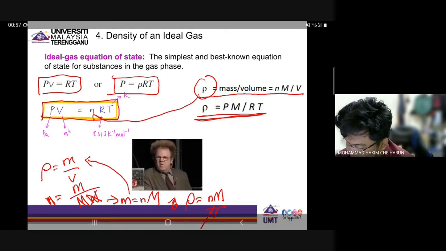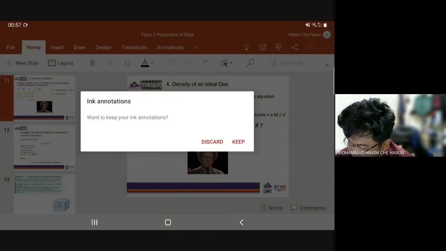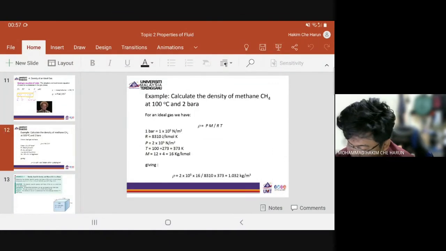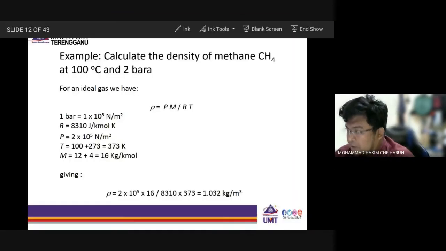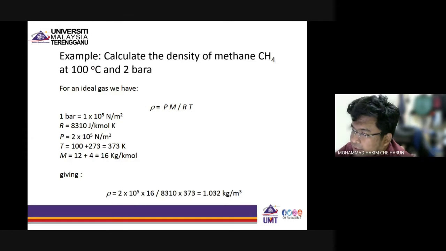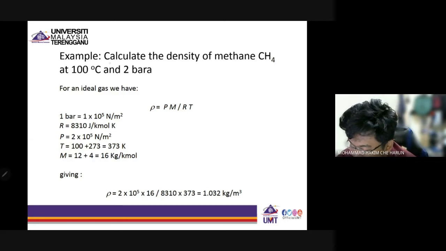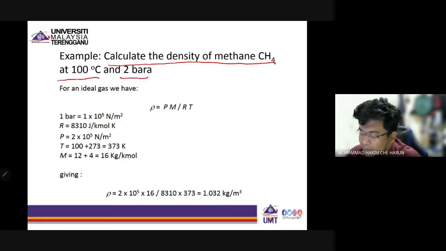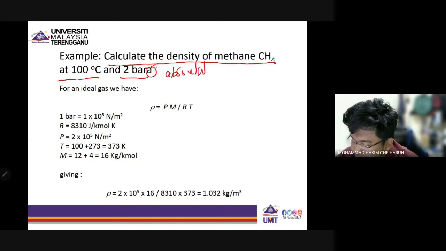Okay, next. Next is an example of how we use the ideal gas equation. In this example, it says calculate the density of methane gas at 100 C and 2 bar. Bar A means absolute pressure, so 2 bar absolute pressure. It's given here for ideal gas.